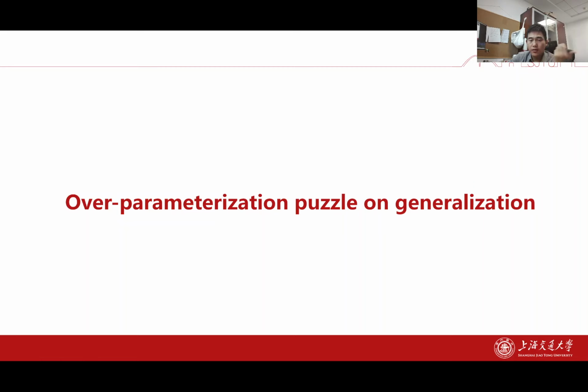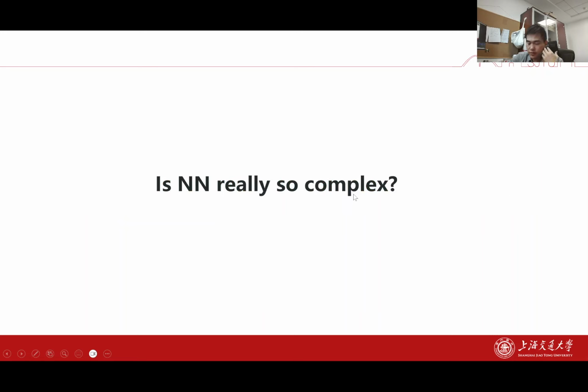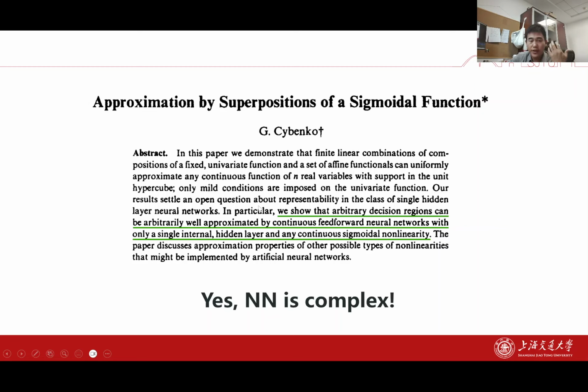So we will start with a very popular phenomenon, which is overparameterization and generalization. Let me ask a very simple question: is a neural network really so complex? The answer is also very simple. Yes, a neural network is complex.